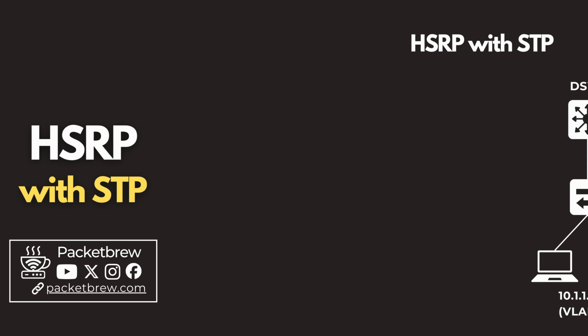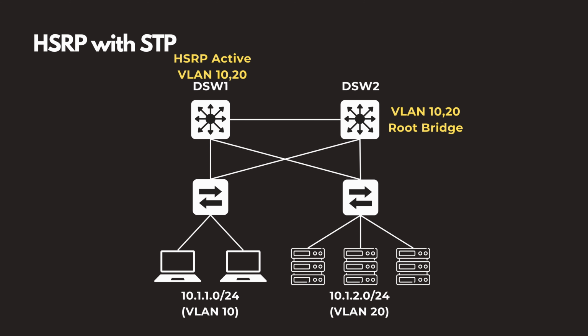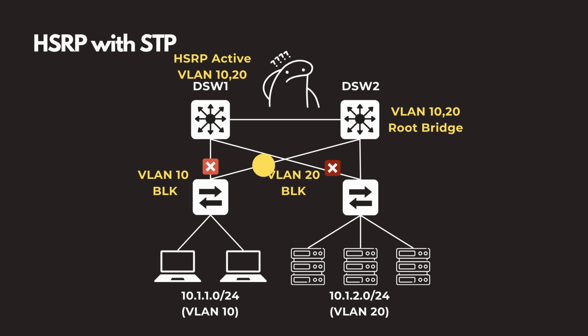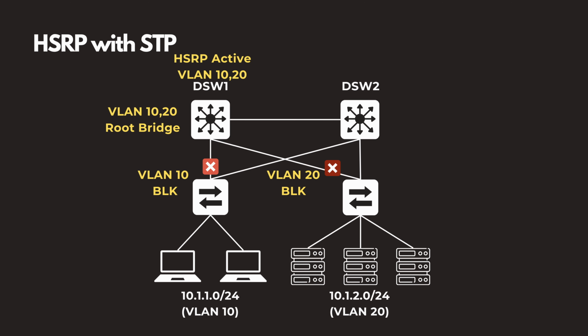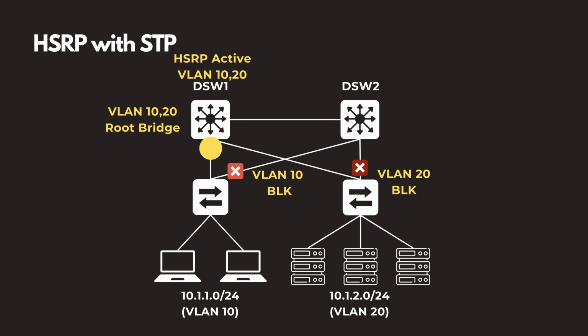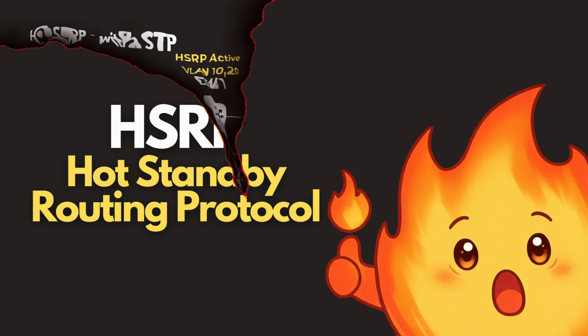STP and HSRP interact when you are using multilayer switches as your gateway. Take note that in an STP topology, some links are blocked and STP is not aware of the HSRP configuration, since there is no direct relationship between STP root bridge election and HSRP active router election. Therefore, to avoid a suboptimal path, you need to ensure that the STP root bridge should also be the HSRP active router. That's it for HSRP.